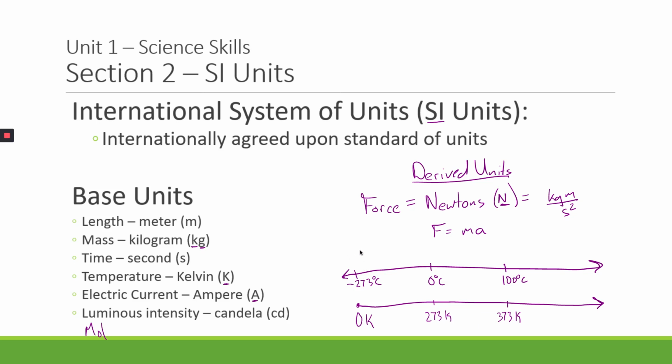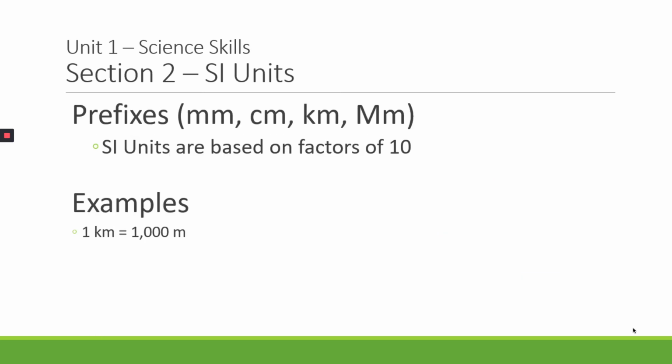So that's our unit of measurement for temperature, and that makes more sense than degrees Celsius, so we can avoid the negative numbers. All right, moving forward, we're going to look at prefixes. Now, here's the glorious thing about both SI units and metric units. They are based off of a series of factors of 10.